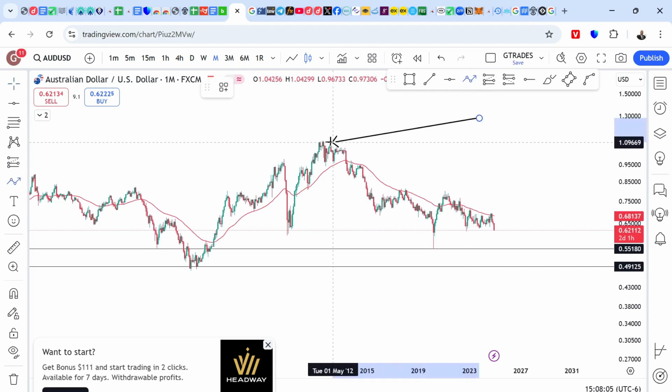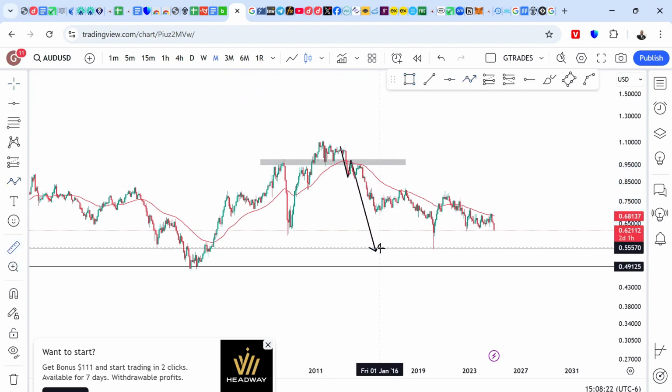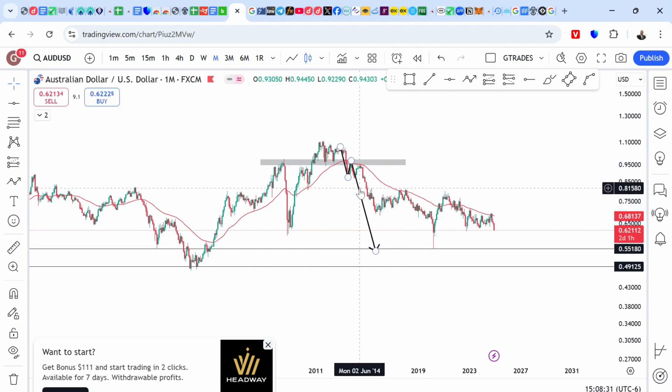Imagine if you've been selling from here. Let's say when the market broke below this low, below this particular high, you can see what happened here. Price broke below and came back to retest it. So imagine you've been selling from here. Do you know how many pips you would have banked? From here to this level, over 3,954 pips. You see that? This is how you can make cool money in the market.